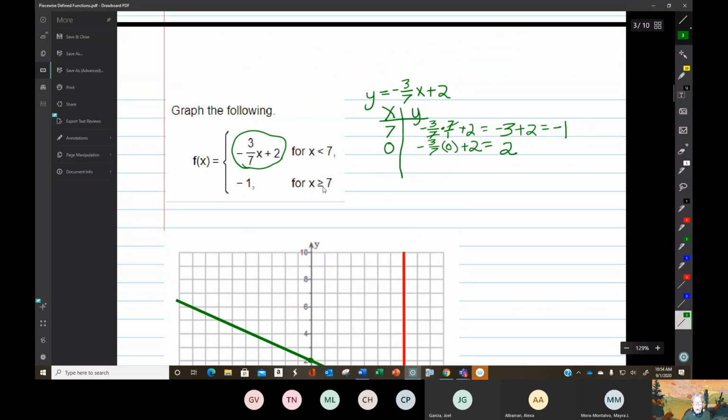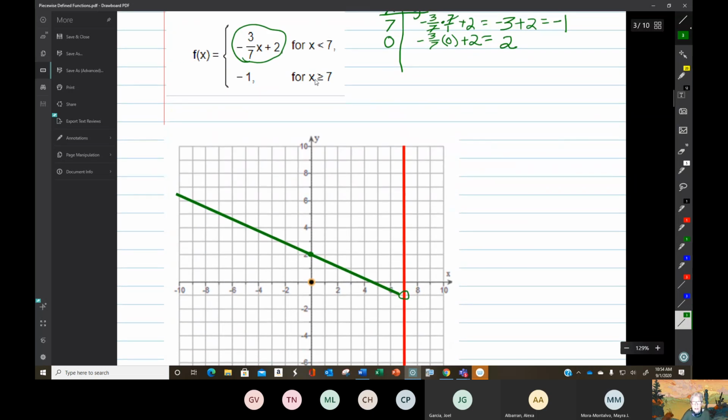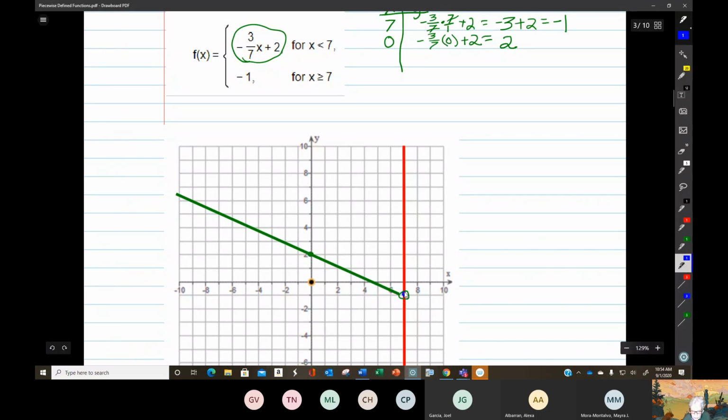if x equals 7 or all the numbers to the right of 7, y is always going to equal negative 1. And notice that here x can actually equal 7. So this gives us a kind of a complicated situation, because for x equals 7, y is going to be negative 1. So this hole is actually going to be filled in with blue. And then for all of the numbers to the right of 7, y will always also be negative 1.